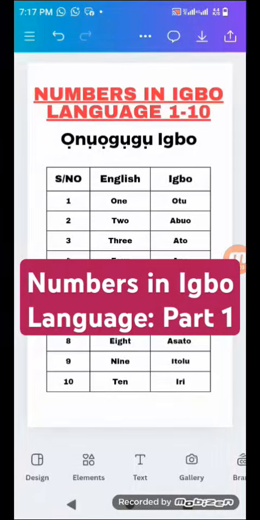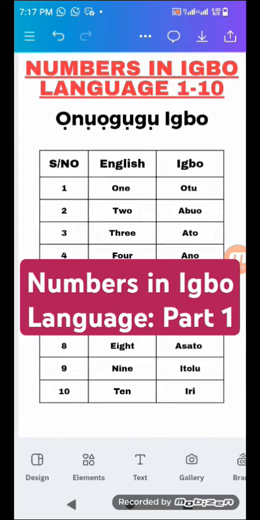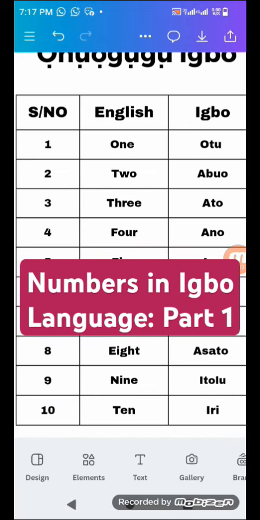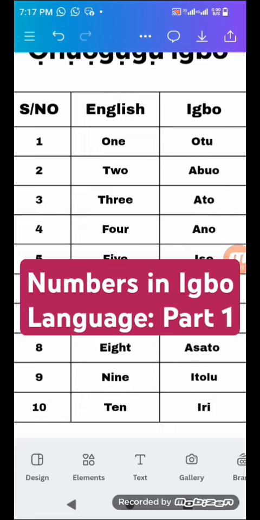This is numbers in Igbo language, 1 to 10. Ọnụọgụgụ Igbo. So we're going to look at it 1 to 10. 1 is called Otu. 2 is called Abo. 3 is called Ato. 4 is called Ano.